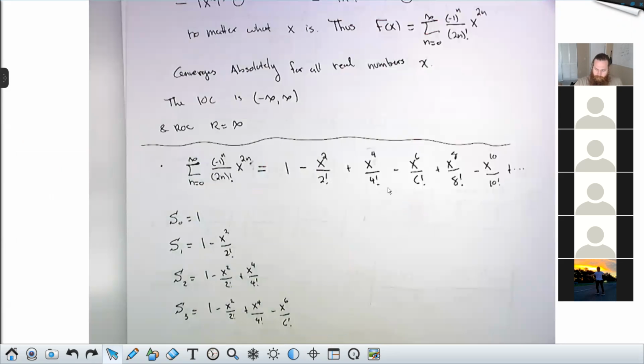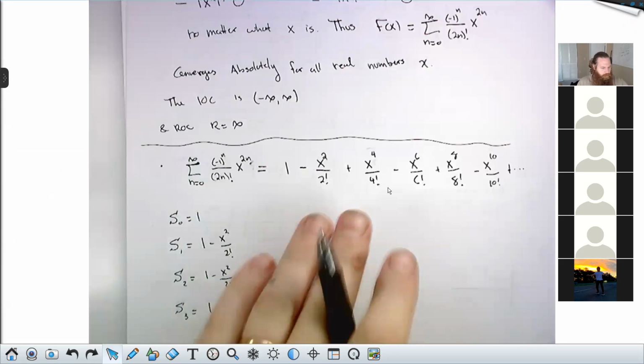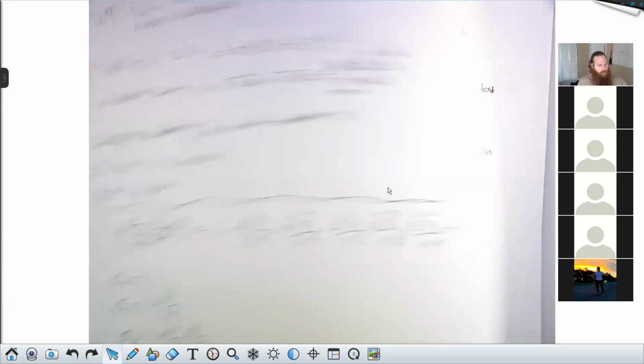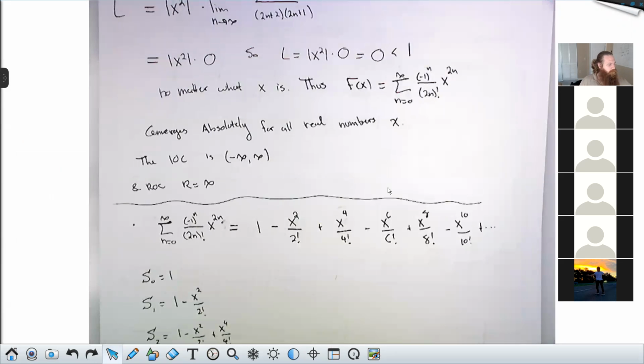How are we doing for time here? Got just a few minutes left. So I'd like to show you maybe one more example since we do have time. I want to return to that geometric series example that we used at the very start.